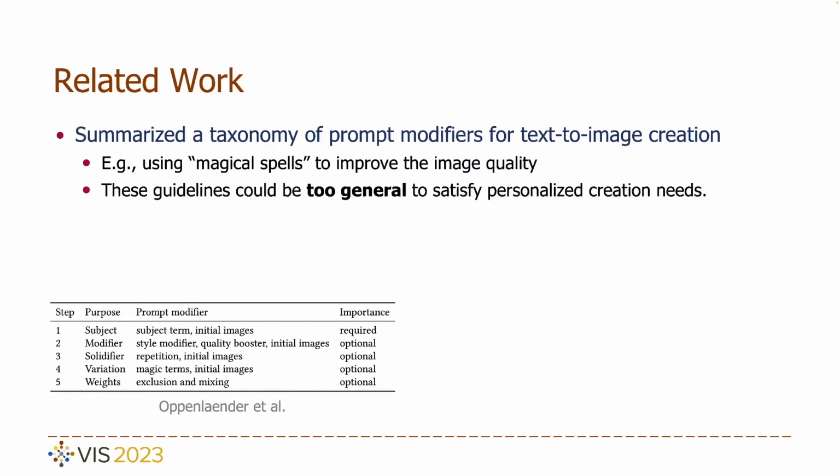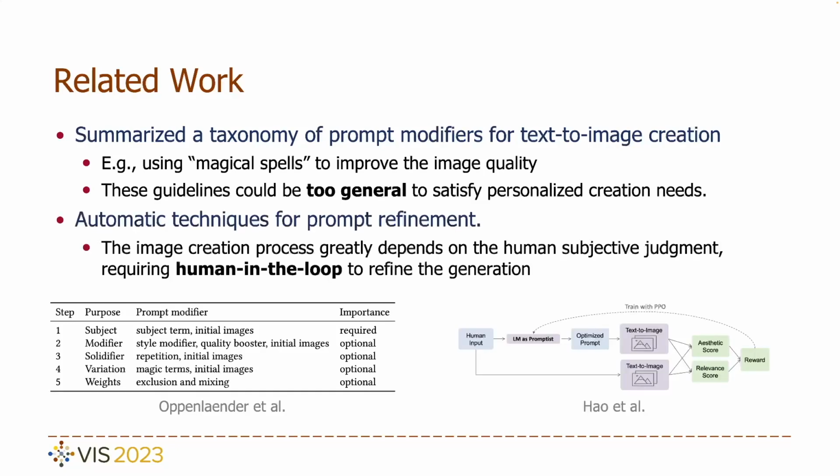Some prior work has summarized a taxonomy of prompt modifiers for text-to-image creation. However, these guidelines could be too general to satisfy personalized creation needs. Some other work proposes automatic techniques for prompt improvements. Nevertheless, the image creation process greatly depends on human subjective judgment, requiring a human in the loop to refine the generation.